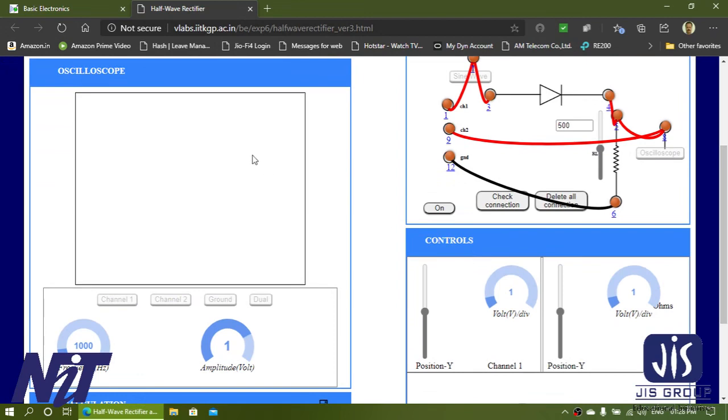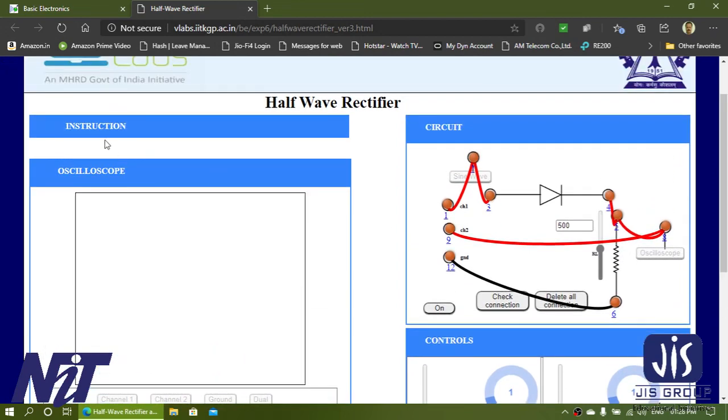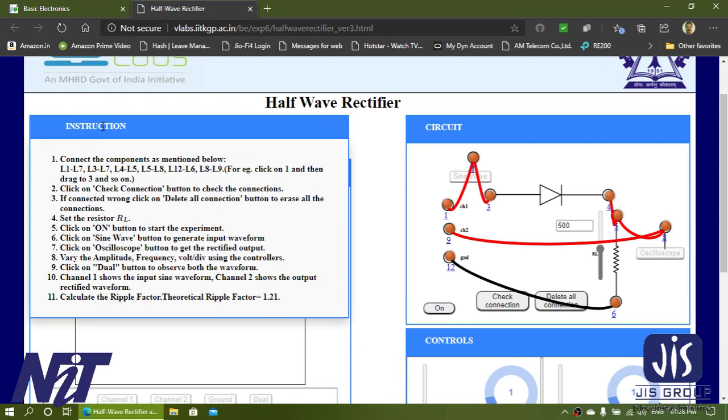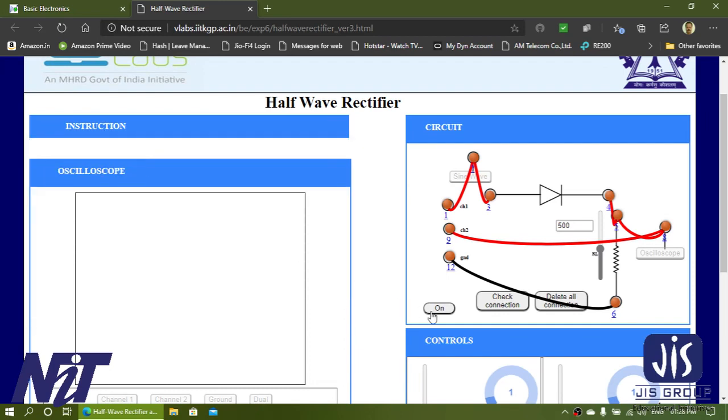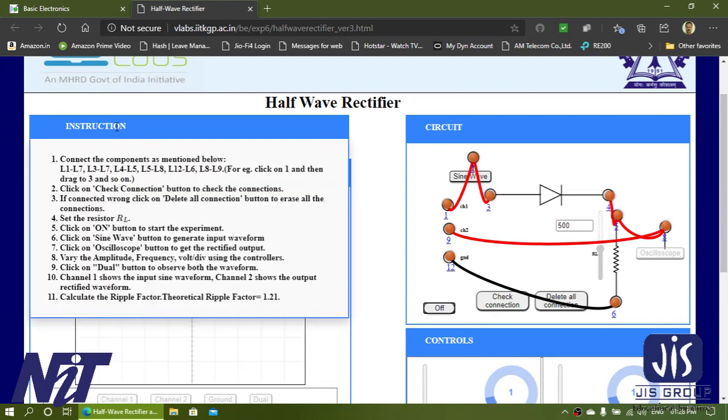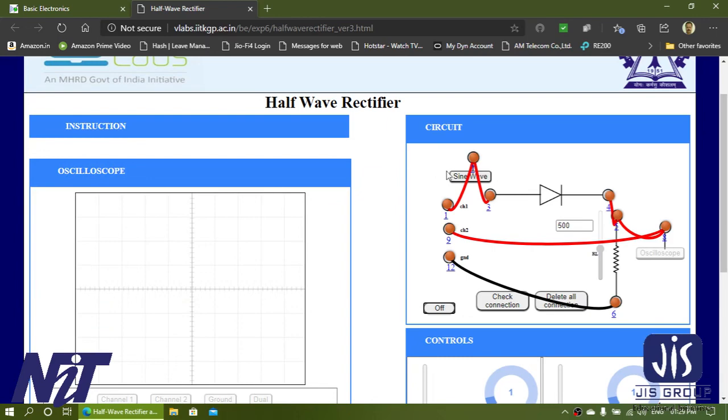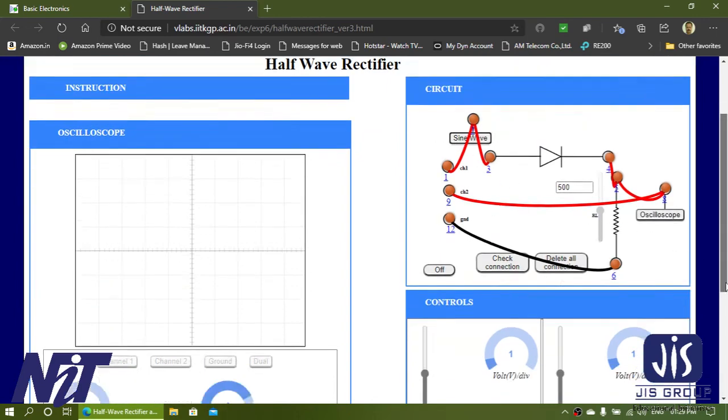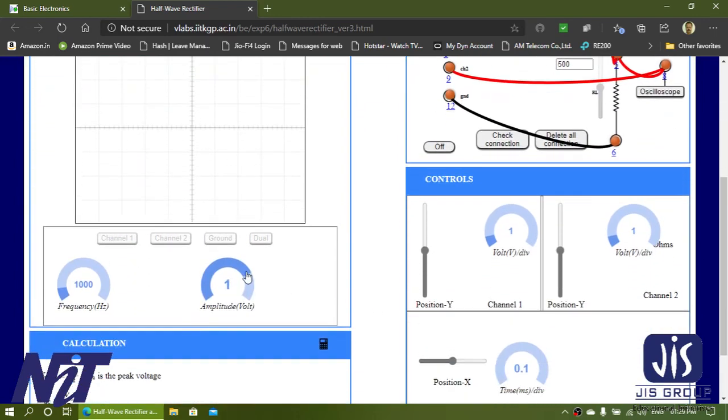Now click on the button, I think, yes. After setting the resistance, you have to click on the button, then click on the sine wave, and set the sine wave as well in the same manner at 2 volt, and set the frequency at 500 Hz.